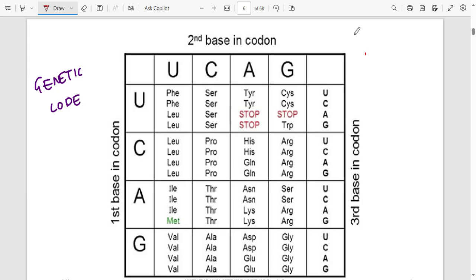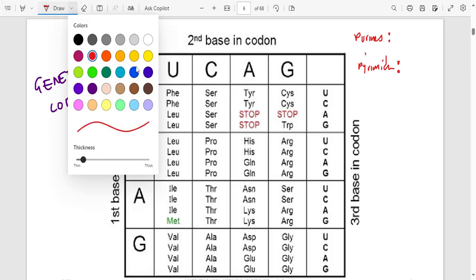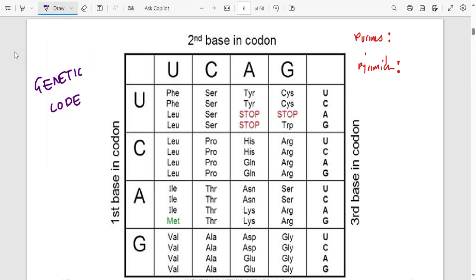We have got purines, and then we have got pyrimidines. Now, for the purines, who can mention the purine bases that they know? The purines. Anyone? You people, even purines you don't know, and pyrimidines.